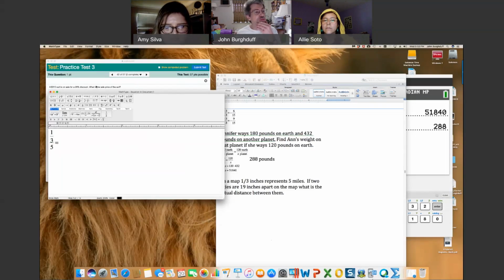So between these two cities here, on the map, they're 19 inches across. You don't know how many miles that is. Okay. So 1/3 inch represents 5 miles. 19 inches equals you don't know how many miles. And that creates another proportion problem. Does that look all right so far? Okay. Cross multiply here, and you'd be taking the 1/3 times x.